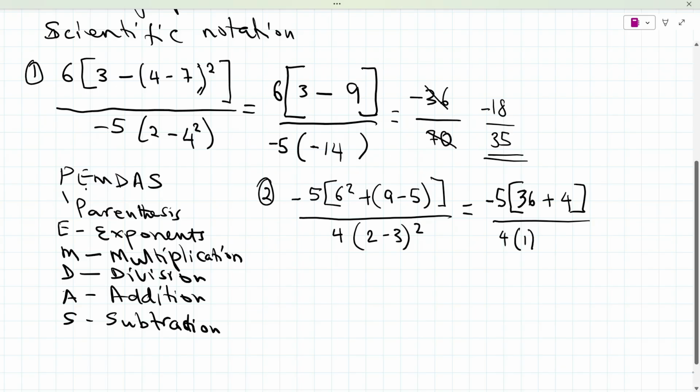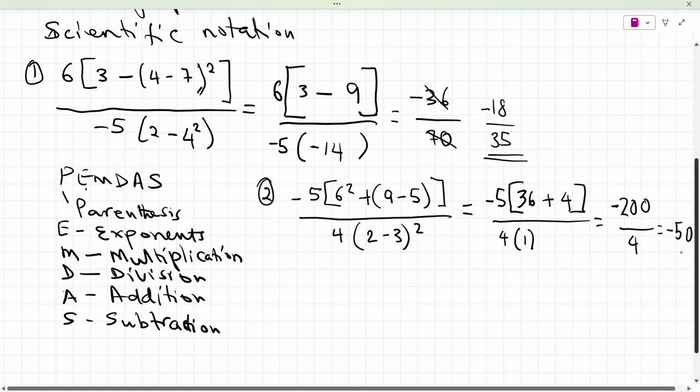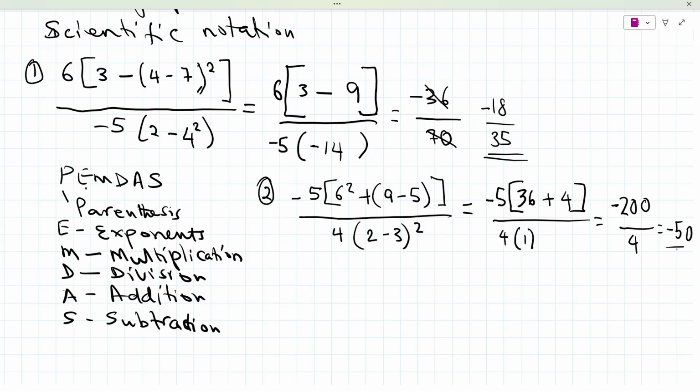So it's 4 times 1. And so we finally have 36 plus 4, which is 40, times minus 5 will give us minus 200. And this is all divided by 4 times 1, which is 4. And in the end, we have minus 50 as our final answer.